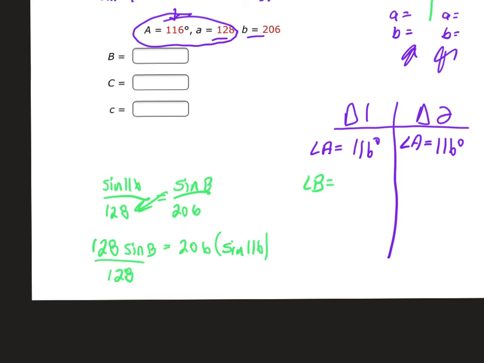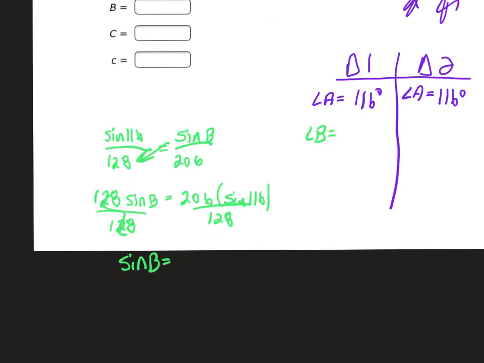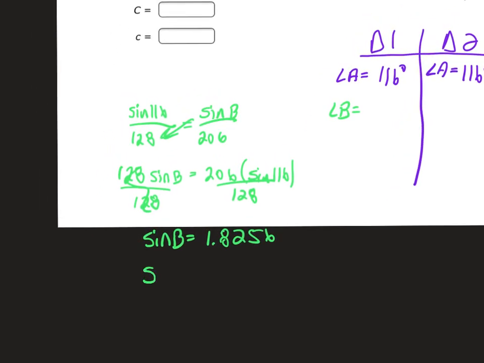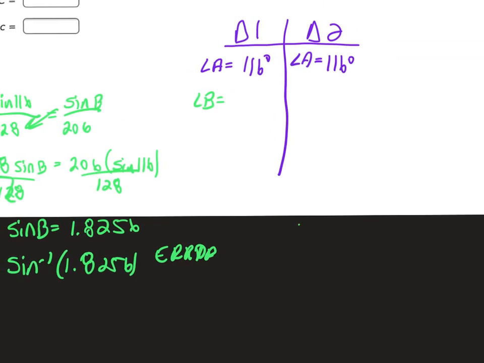Divide both sides by 128. And I get that the sine of B is 1.8256. Now I know that that's not the angle measure, that's just the sine of the angle. So on my calculator, I hit second sine, and I'm going to put in 1.8256. And when I do that in my calculator, I get the error message. That means there's no triangle, all right?